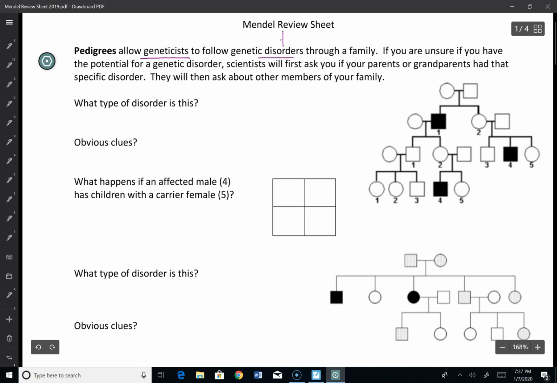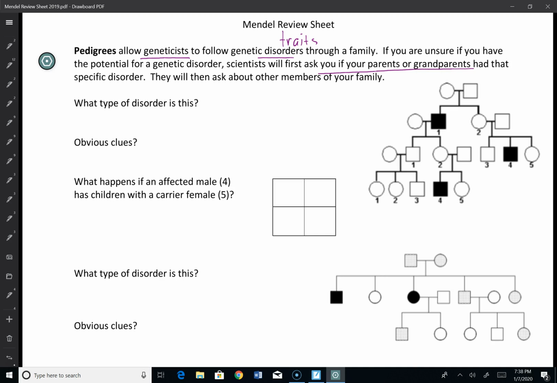It does not have to be a disorder. It could be a trait through a family. It could be anything. Eye color, hair color, whatever. It doesn't matter. If you are unsure of your potential for any kind of genetic disorder, the scientist will always, of course, ask you if you or your parents or your grandparents have had any of these disorders. And that's pretty much where they start.